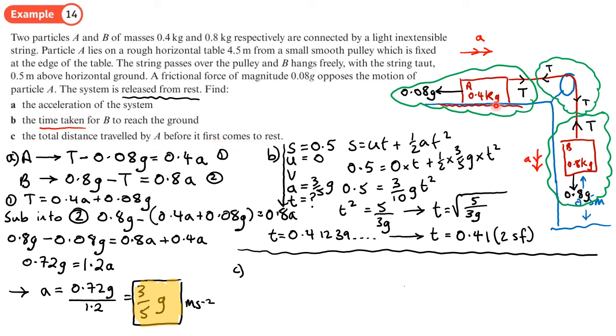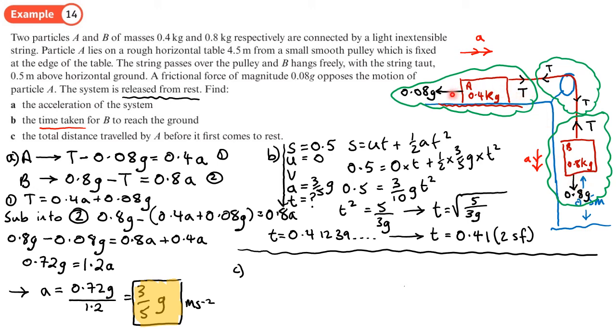Right, so let's try and understand what's going on. B will move down by half a meter. It will hit the ground, but A will carry on moving. But it will decelerate because there's no tension. When B hits the ground, this string is no longer taut. It goes loose and floppy. A carries on moving for a little while and then comes to a stop. So we know that the total distance it's going to move is going to be 0.5 plus however more it moves once the tension is gone.